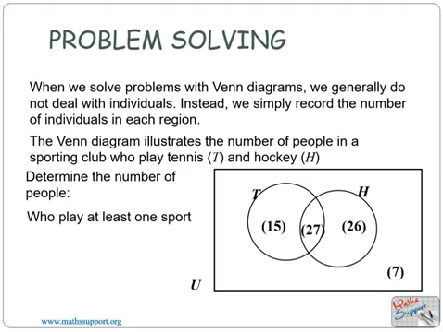Who play at least one sport? This question is asking for people that play at least one sport. Could be one or could be 2 sports. So we see that 15 people play one sport, tennis. We can also see that there are 27 that play 2 sports, and there's 26 that play one sport, hockey. The total of this is 68, and that is the answer.